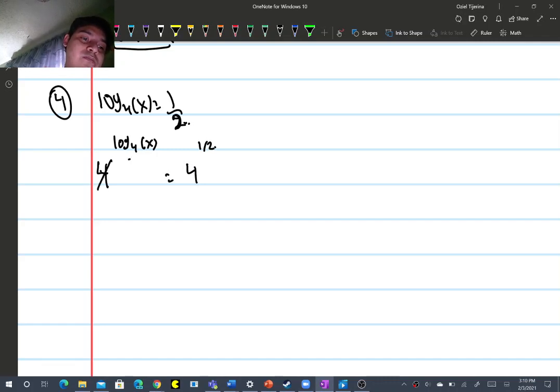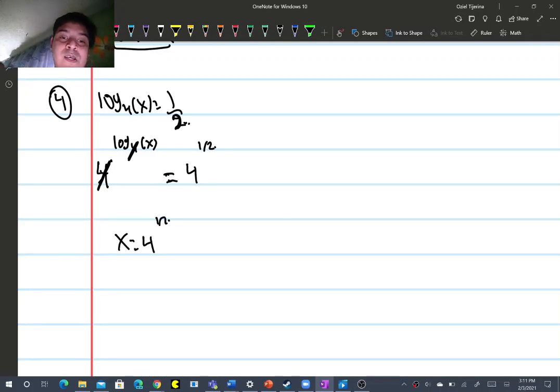So you have log of x, or no, not log of x, excuse me. So we're going to go ahead and do 4 to the log base 4 of x. It's going to cancel these out, okay? And we have equals 4 to the 1/2. So it's going to be x equals 4 to the 1/2.